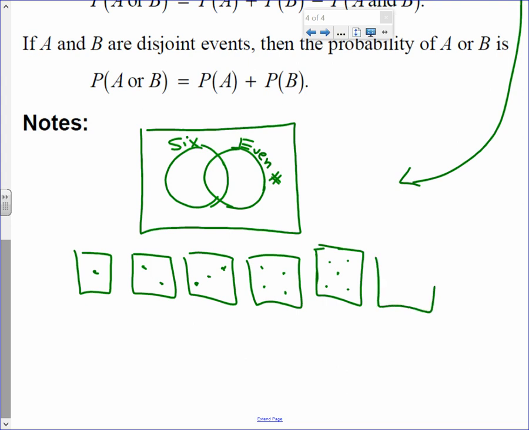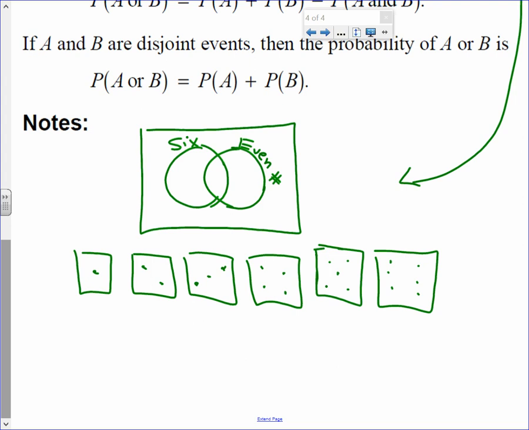So here's 5, and here's 6. So here's the sample space. This is the possible outcomes if I throw one die. All right, we'll go slow. Here we go.